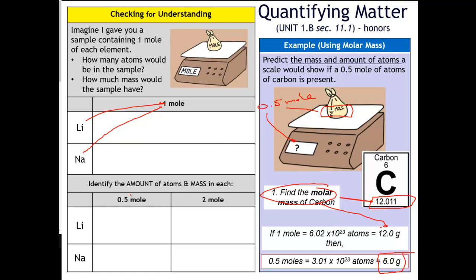And then here I want you to vary the question. The question is changing, but it's the same idea. I want you to tell me how many atoms you got, but now I'm giving you half a mole. How many atoms would you have in lithium if it was half a mole, and how much would it weigh? If it was sodium, if you had half a mole, how many atoms would you have and how much would it weigh? And then do the same thing with 2 moles. If you have a hard time with these questions, hit me up in a tutorial.